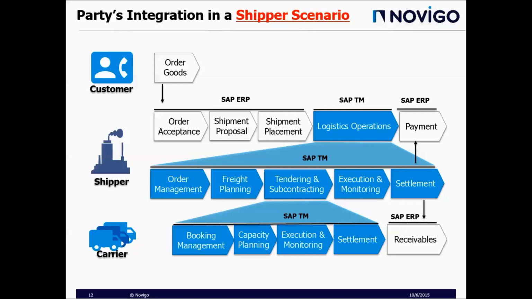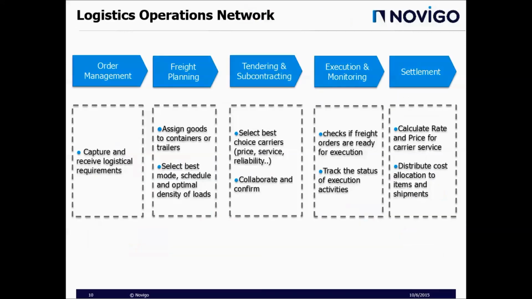This slide, however, covers a shipper scenario, meaning there is no LSP or third-party logistics service provider to organize and manage the transportations. Shipper has to do all of the logistics operations. Logistics operations network can be divided into 5 major steps. The first step is order management. In this step, the company captures and receives logistical requirements. Next is freight planning. The company assigns goods to containers or trailers.